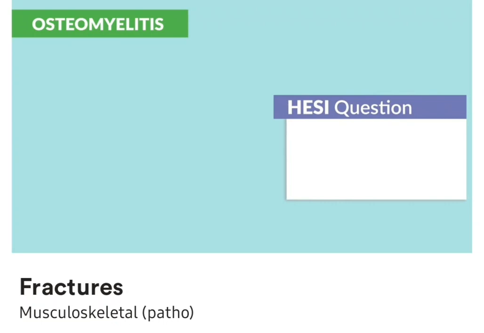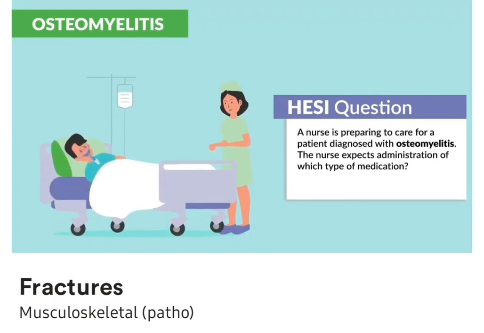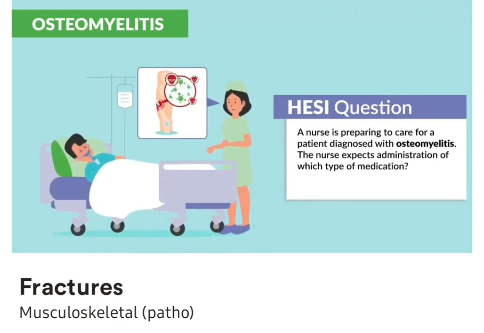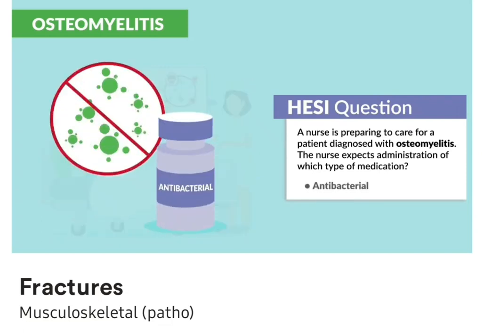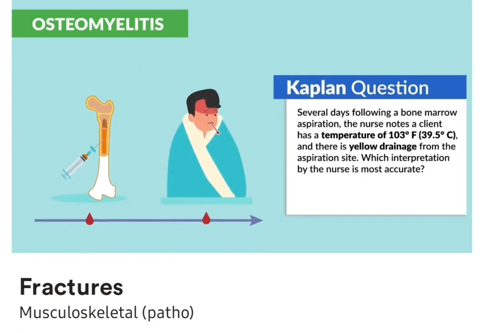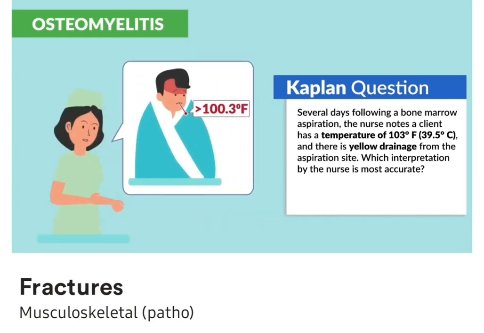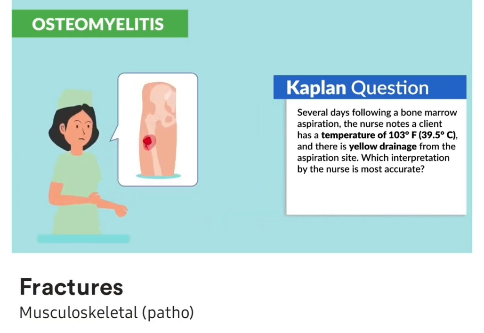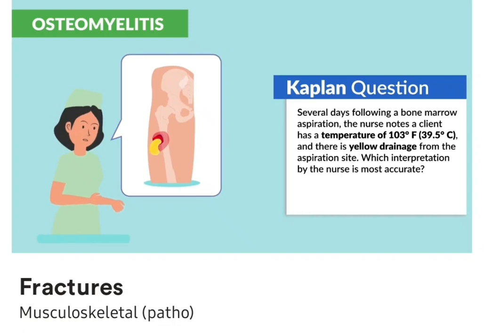So Hesse mentions, a nurse is preparing to care for a patient diagnosed with osteomyelitis. The nurse expects administration of which type of medication? Antibacterial. And Kaplan mentions, several days following a bone marrow aspiration, the nurse notes the client has a temperature of 103, and there's yellow drainage from the aspiration site.